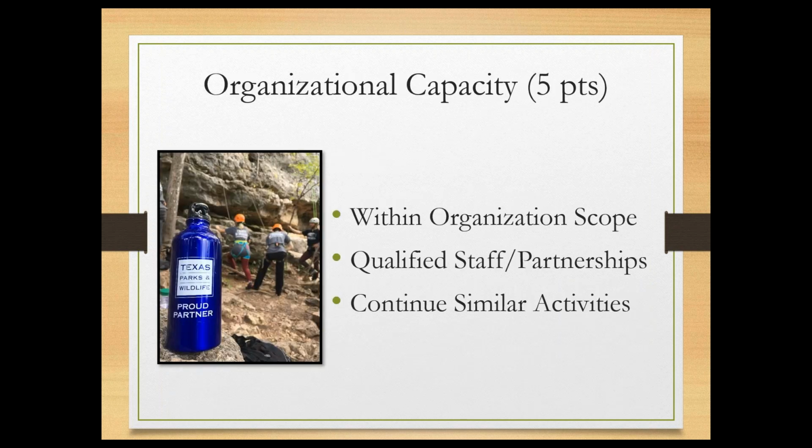And then we move on to organizational capacity, which is worth 5 points. This one's pretty basic. Again, it's only worth 5 points, but we're making sure that the scope is within your organization's scope. We're making sure that you have qualified staff and/or partnerships associated with your project. And we want to make sure that you're going to be continuing similar activities in the future.